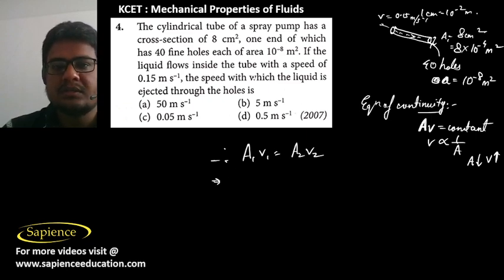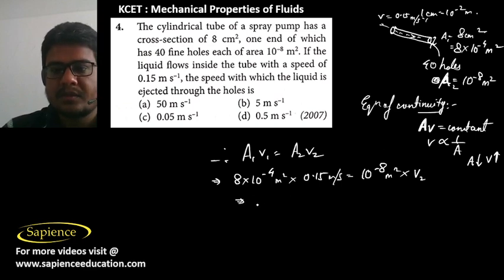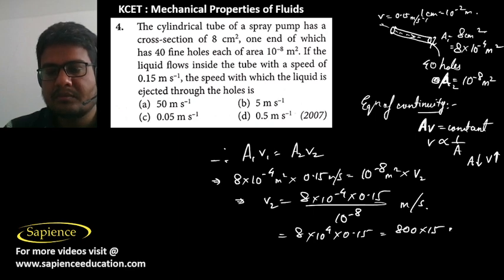So now A1, the area of cross section of the tube, is 8 cm², which is 8 × 10⁻⁴ m², into the velocity 0.15 m/s, that is equal to A2, the area of the hole, 10⁻⁸ m², into the speed asked, let it be V2. So V2 we have to find. V2 will be equal to 8 × 10⁻⁴ into 0.15 divided by 10⁻⁸ m/s. So this will be 8 × 10⁴ into 0.15, so this will be 800 × 15 m/s.